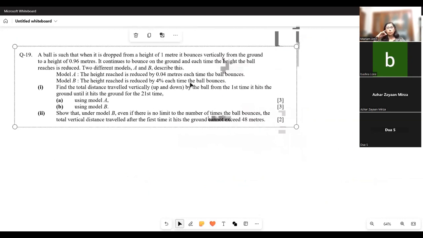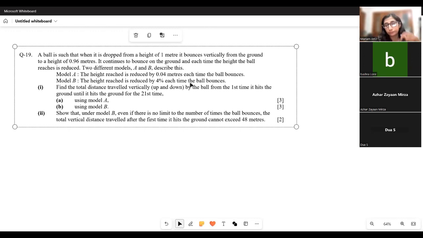A ball is such that when it is dropped from a height of 1 meter, it bounces vertically from the ground to a height of 0.96 meters. It continues to bounce on the ground, and each time the height the ball reaches is reduced. So a ball dropped here bounces and goes back up, then comes down and bounces again, and its height keeps decreasing. Two different models, A and B, describe this. Under model A, the height reached is reduced by 0.04 meter each time the ball bounces.